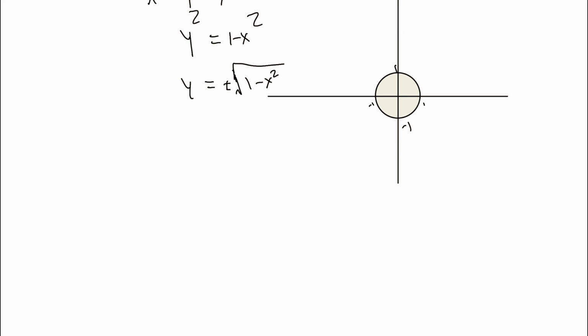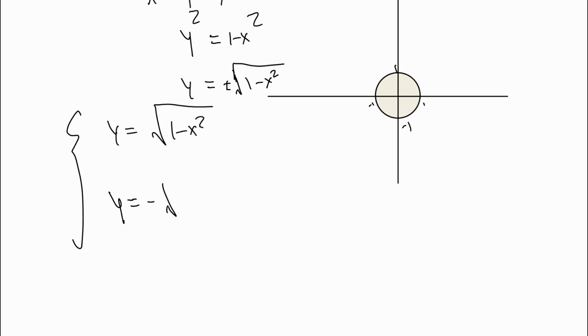Well, that's definitely doable. We can split it into two cases. So that's y equals the square root of 1 minus x squared, and that's y is equal to negative the square root of 1 minus x squared. And for that, we can just simply take the derivative of both equations. And let's say we take the derivative of this.